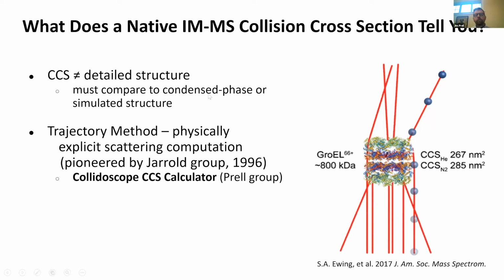Typically, if you want to use a cross-section to learn about structure, you need to compare it to condensed phase or simulated structures. For all of the work that I'll be showing you here today, we use the trajectory method for calculating collision cross-sections. This is a physically explicit model that tries to model the scattering of gas molecules as they impinge on the ions in our experiments. We do that using a cross-section calculator our group developed called Kaleidoscope.